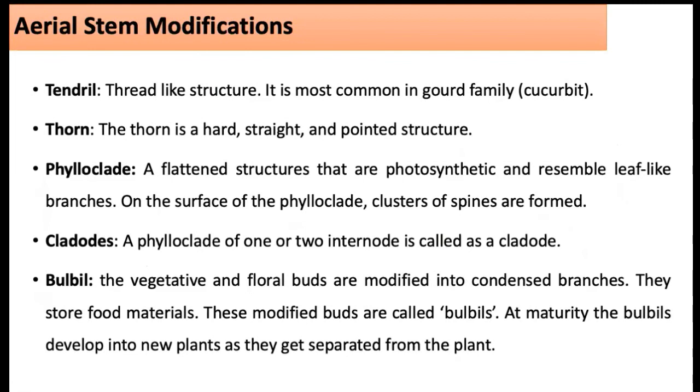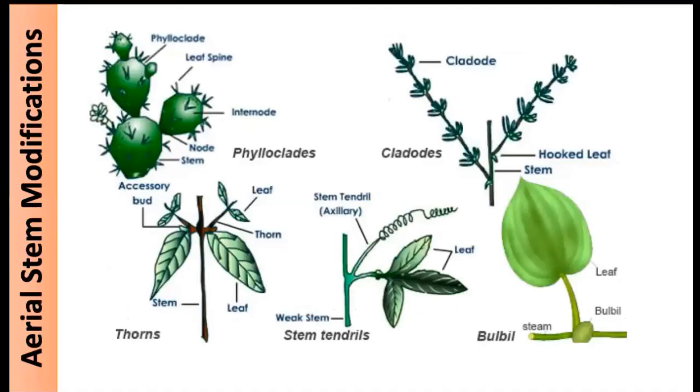Now the last one is aerial stem modifications. They can be tendril, when the stem is modified into a thread-like structure. They can be thorn, when the stem is modified into a pointed, hard, thorn-shaped structure. It can be phylloclad, it can be cladoid, or it can be bulbil. I'm not going to describe it properly, just see the pictures, you will have some idea.